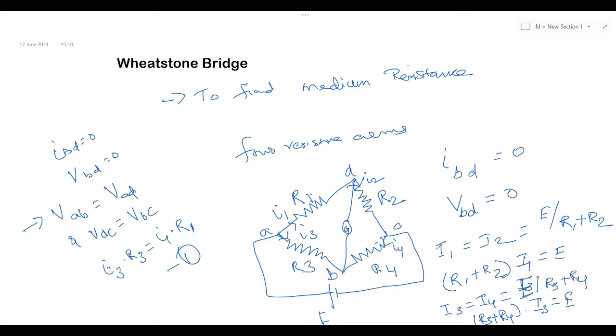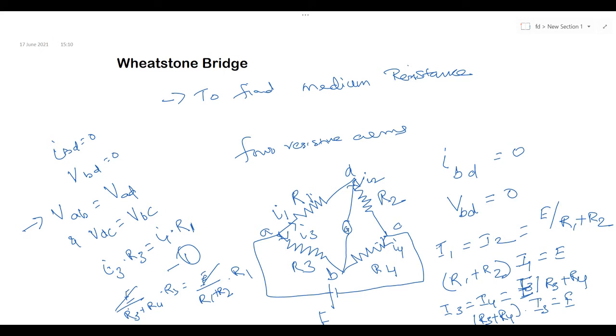Now these equations can be substituted in equation 1. So now we have the value of I3, where I3 is equal to E by R3 plus R4, that is multiplied with R3, and we have the value of I1 equal to E by R1 plus R2, that is multiplied with R1. So now E and E get cancelled. Now we cross multiply these equations.